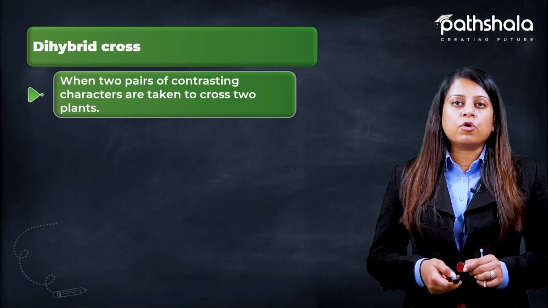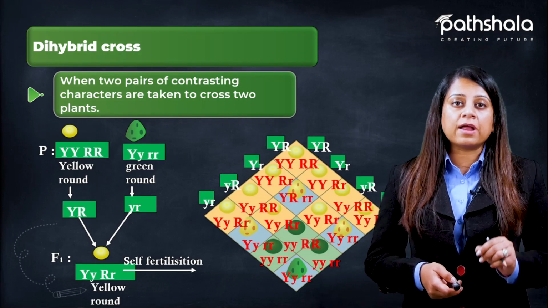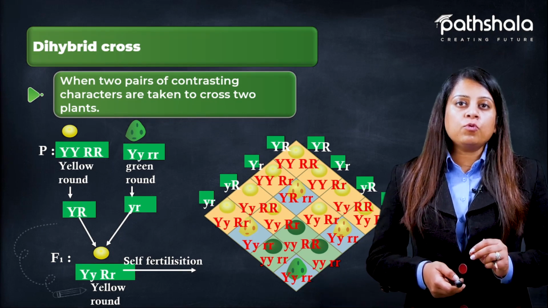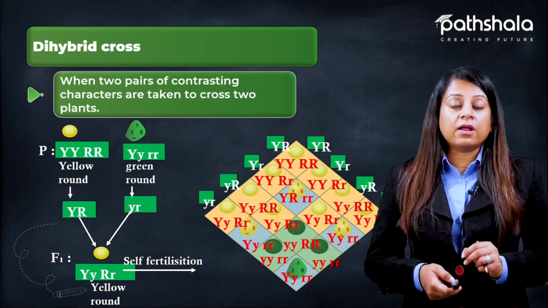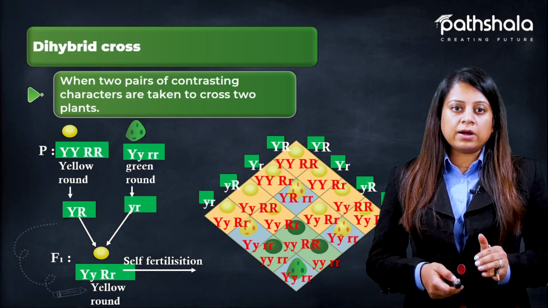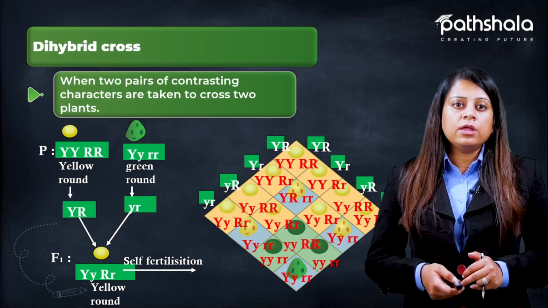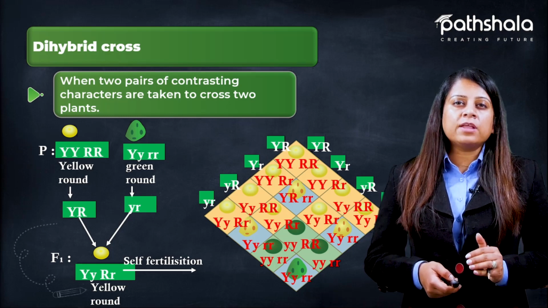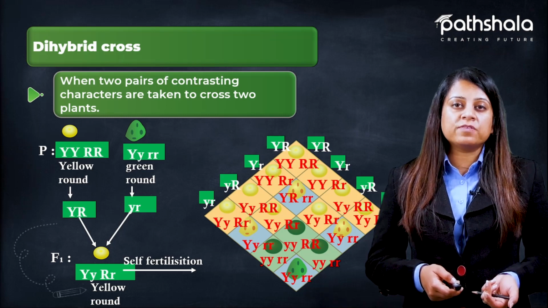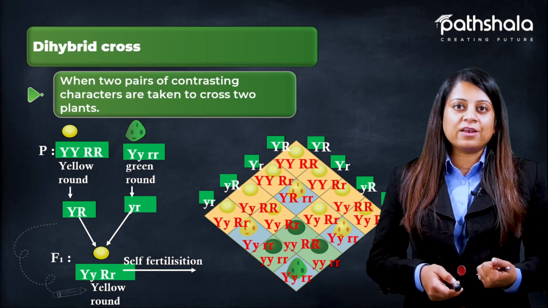So in dihybrid cross, a breeding experiment was conducted in which 2 pairs of contrasting characters are taken to cross 2 plants. The 2 pairs that are considered here are the color and the shape. So you can see that in the parental part, the color was yellow and green and the shape was round. It was observed that after the experiment being conducted, the offsprings, that is the F1 progeny that was received, was only showing the characters of the one parental part, that is yellow round.